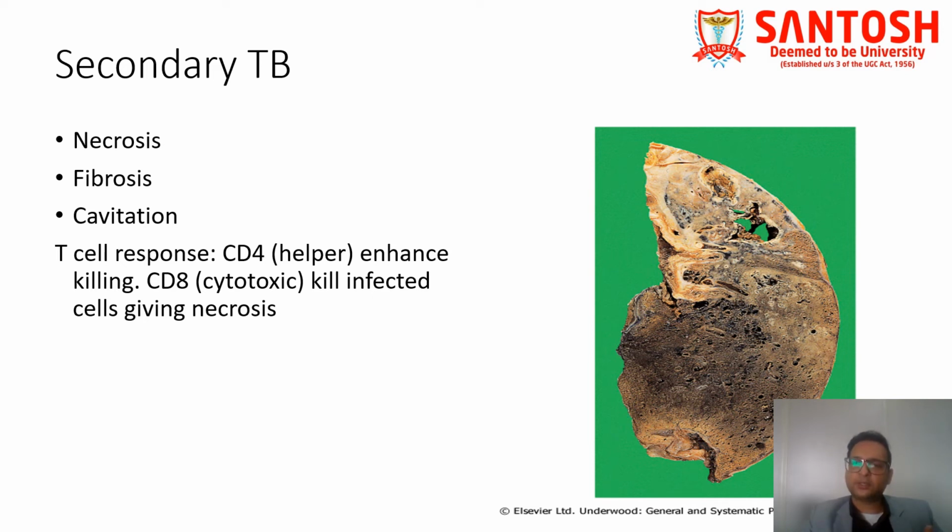In primary tuberculosis there is hypersensitivity and cell-mediated immunity in the formation of Ghon's focus and Ghon's complex. In secondary tuberculosis, there is advancement of tissue hypersensitivity which leads to necrosis, fibrosis and cavitation. So this is very nicely represented in this picture.